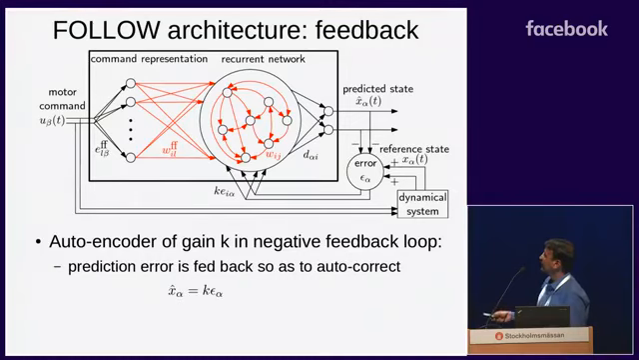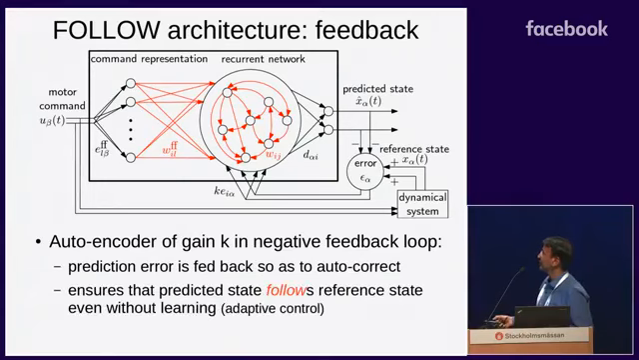Now note that we learned these weights D_alpha^i such that if I feed in epsilon here, the output x hat is K times epsilon, and epsilon is just x minus x hat. So solving this consistently, we get x hat is approximately x, if K is large. So this is just negative feedback from adaptive control. So what happens is, even without learning, the predicted state x hat is following the reference state x.